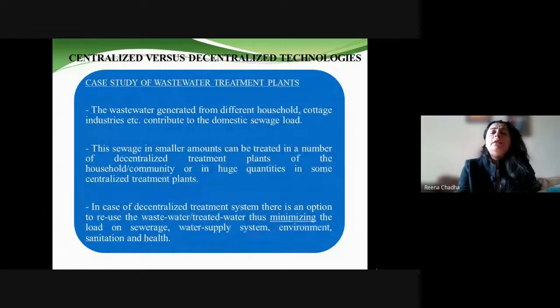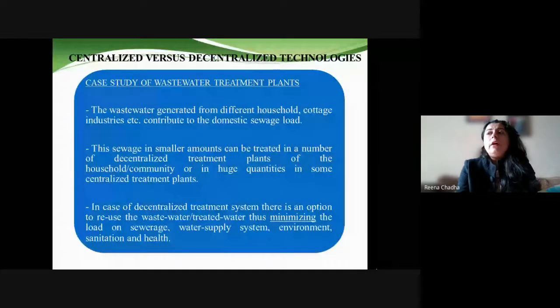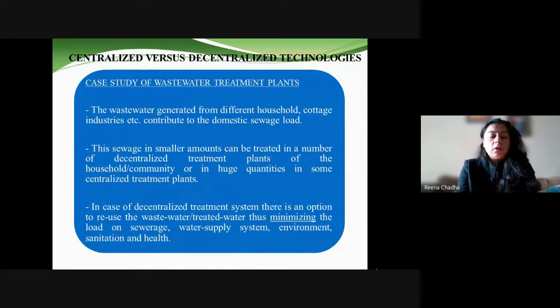Then we have case study of wastewater treatment plants. If you see centralized versus decentralized technologies, so when the wave of cleaning wastewater started, they were all centralized STPs near the riverbeds of our country. So all those STPs are now not working to their efficiency. That's why we are having so much pollution in our rivers.